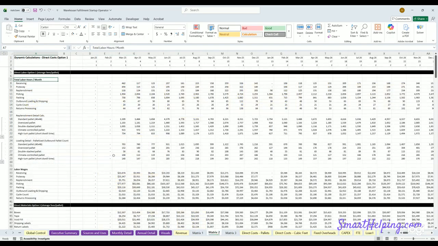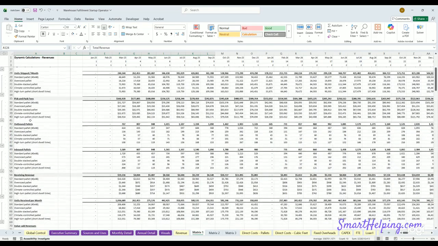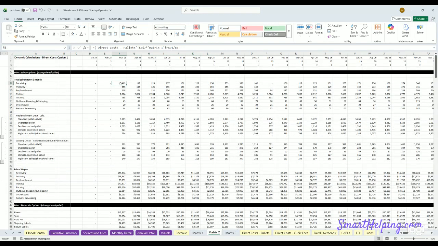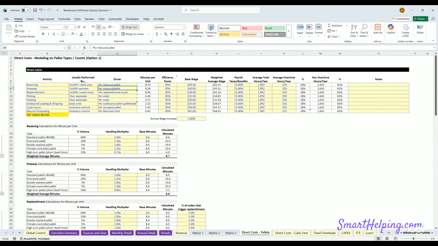If we go to matrix 2 here, you see this calculation is taking direct cost E7 times F49, which is inbound pallets. So inbound pallets times the amount of minutes, and then we're dividing by 60, and that gets you the amount of hours per month spent doing that activity. And then we have put away, same thing per inbound pallet, different number. Replenishments, this is a little bit more tricky.